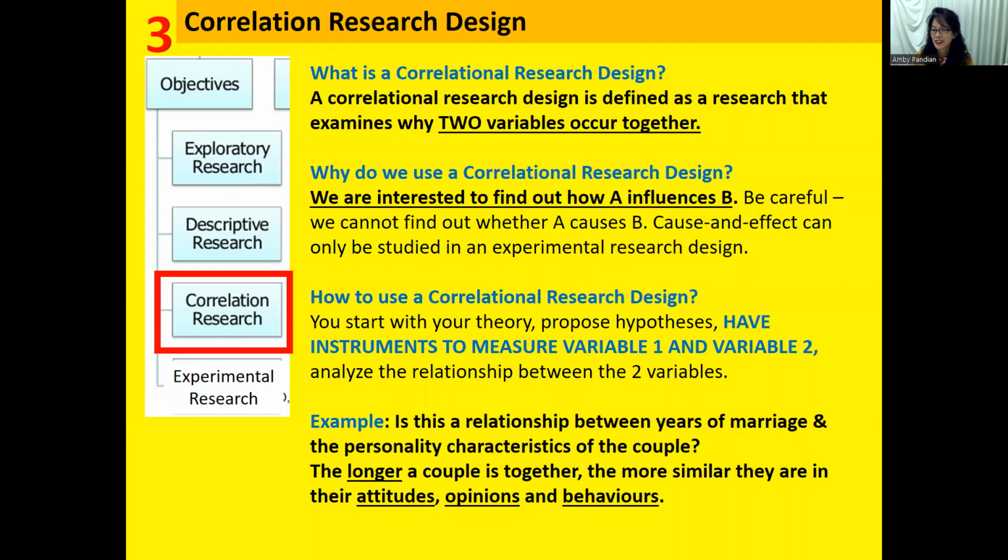Is there a relationship between years of marriage and the personality characteristics of the couple? If your study shows yes, it means that the longer a couple is together, the more similar they are in their attitudes, opinions, and behavior. You see, I'm going to measure in 3 ways: attitude, opinion, and behavior. So this already gives you an indication of the objectives of the study. There are 3 objectives: targeting attitude, opinion, behavior.